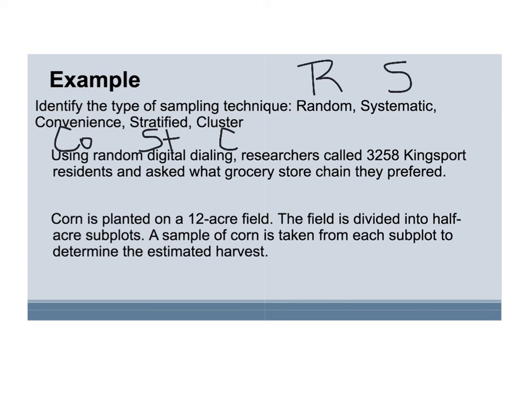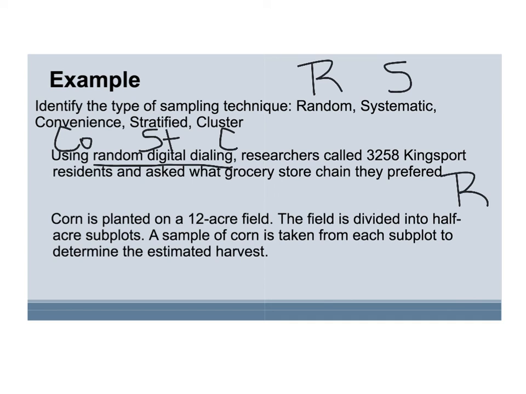So the first one. Using random digital dialing, researchers called 3,258 Kingsport residents and asked what grocery store chain they prefer. I used random digital dialing, so I had a computer picking it, and I didn't have any choice over what the numbers were. So that is a random sample.